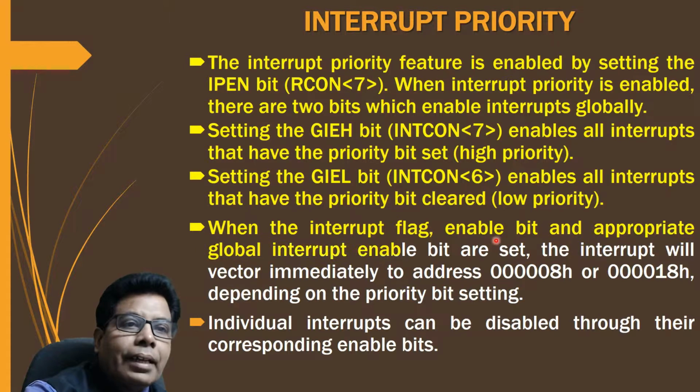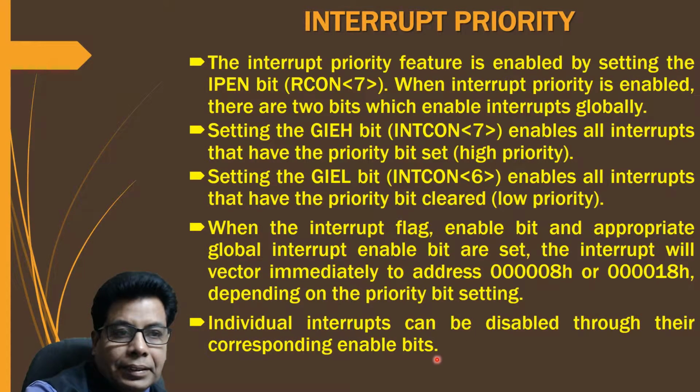So when the interrupt enable bit and the appropriate global interrupt enable bit are set, the interrupt will vector immediately to the address 000008H or 000018H, depending on the priority bit setting. So for high priority, this is the address. For low priority, the address is 000018H. Now individual interrupts can be disabled through their corresponding enable bits.